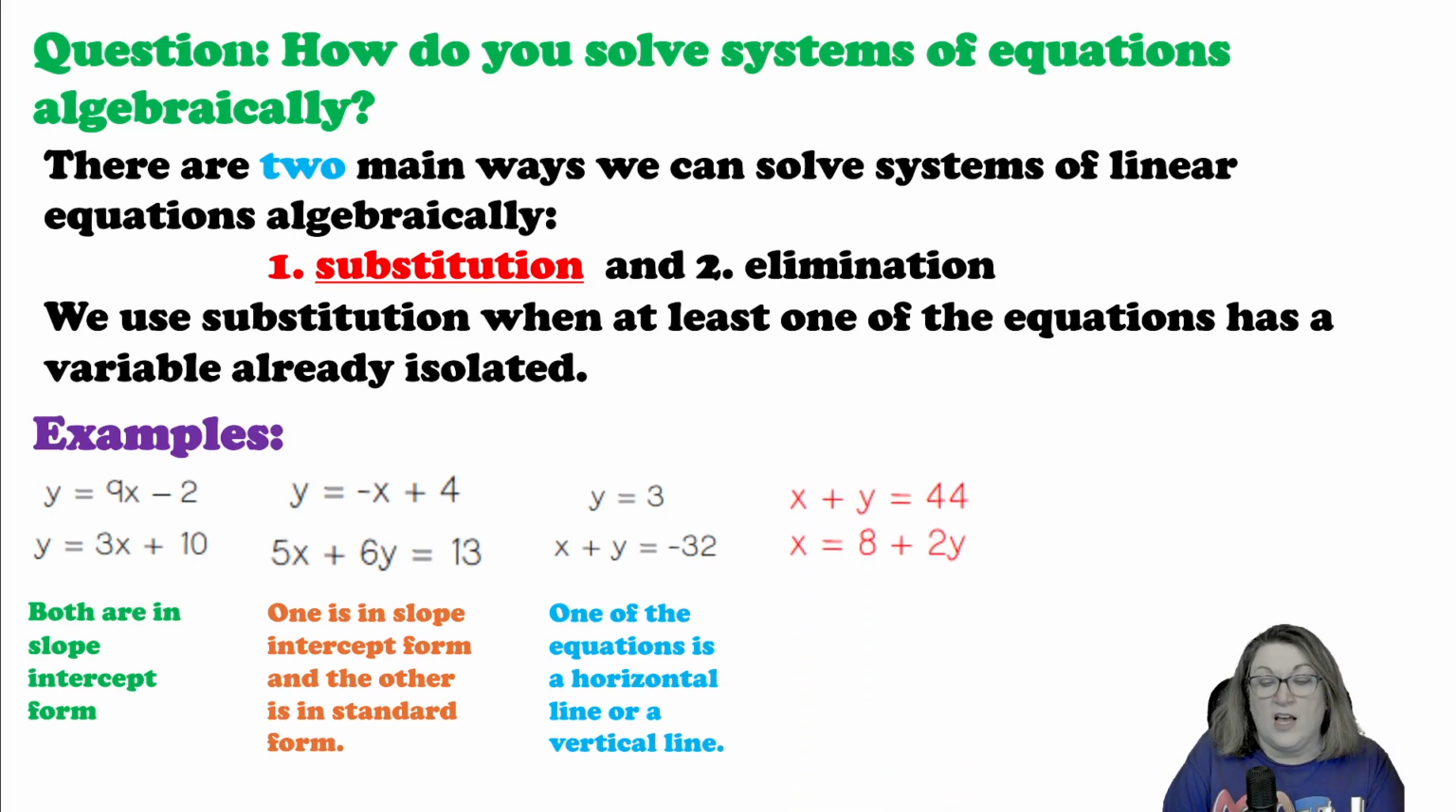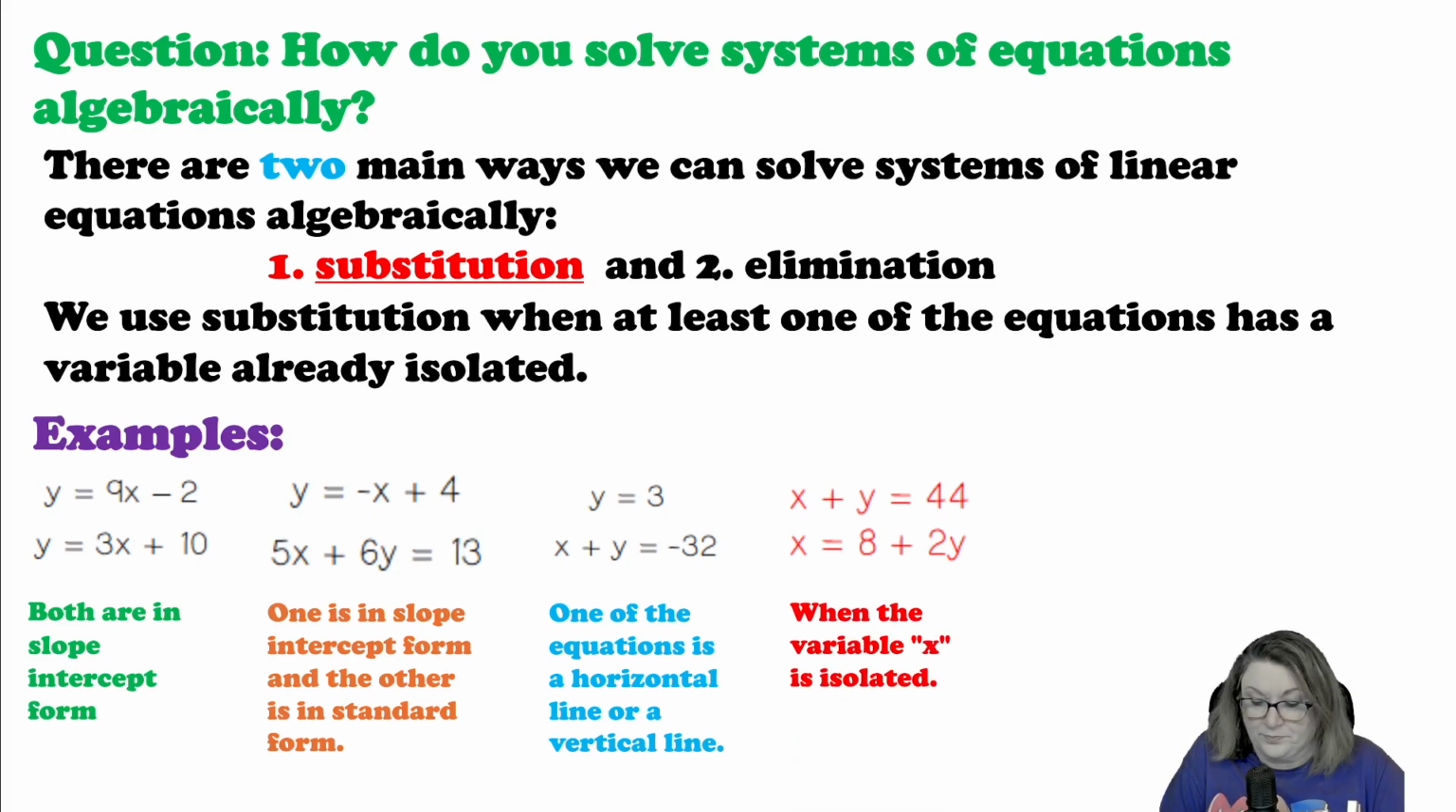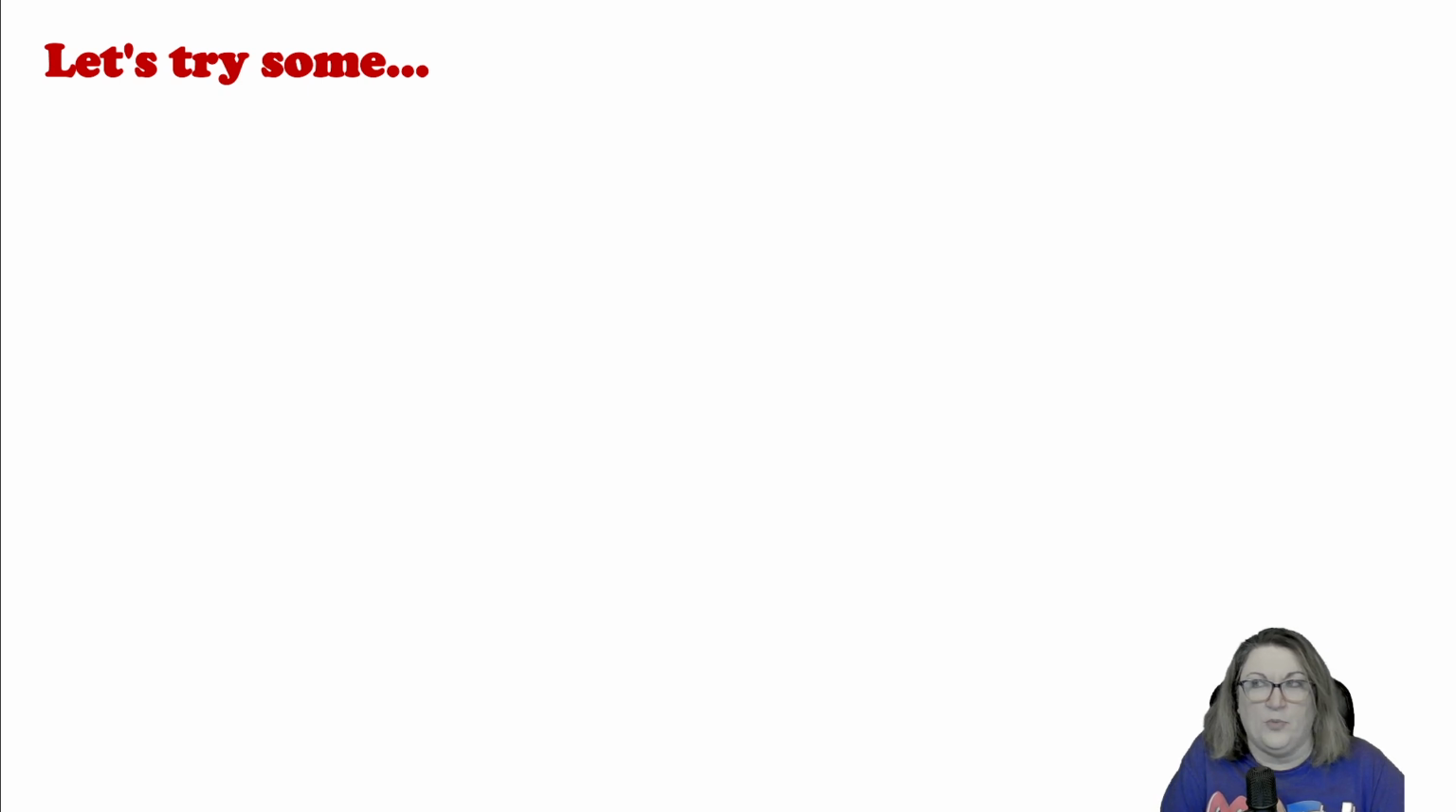And then here are two equations where one of the variables is isolated. The x is isolated in the second equation, so you can use this. The top one is in standard form, but the bottom one is not really in a specific form. It's not in slope-intercept or standard form, but it does have that x isolated. So you can use substitution when that happens.